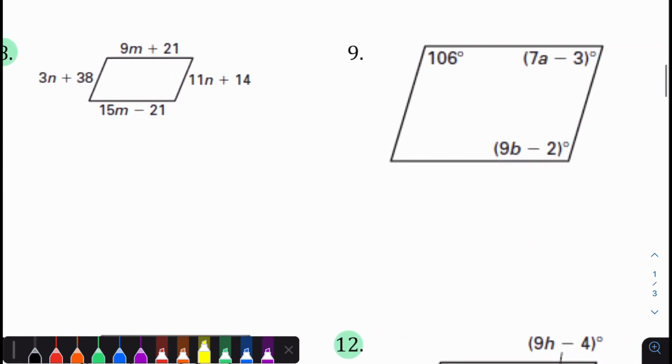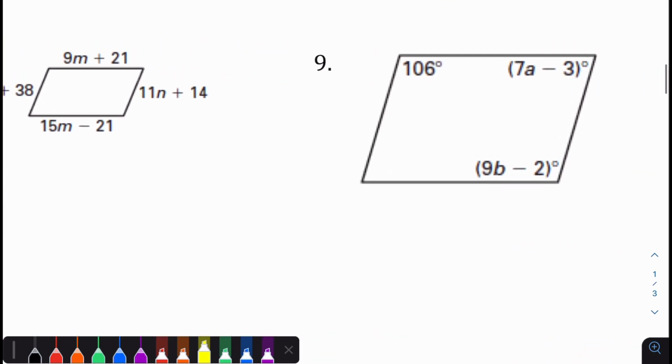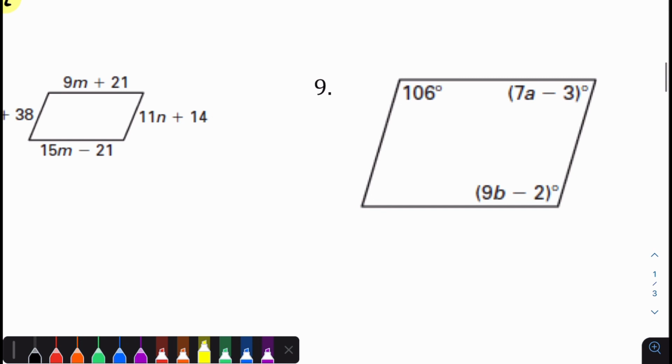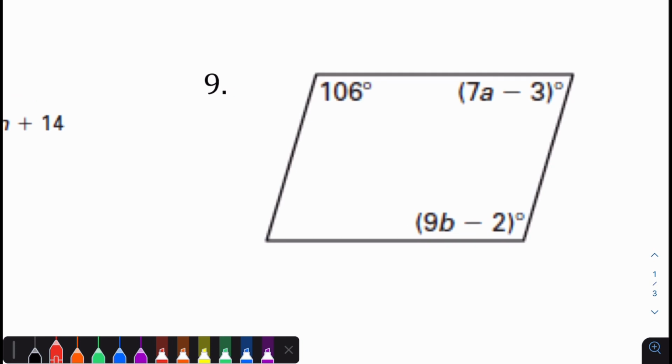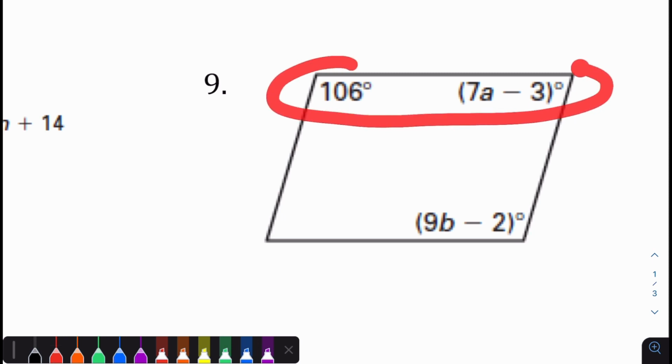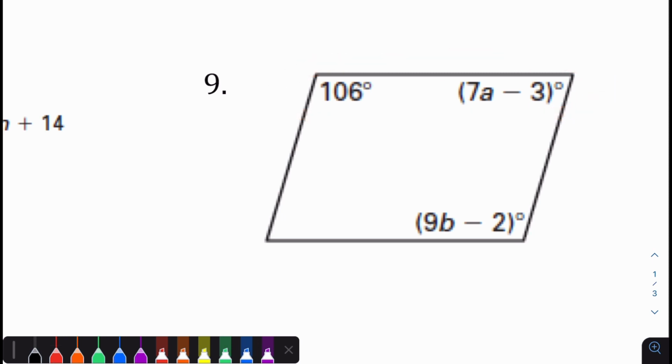Number 9. This time all we have is angles. We have one set that is supplementary and one set that is congruent. So these two are consecutive, so they're supplementary. These two are opposite, so they are congruent. So on number 9, I'm using properties 2 and 3.